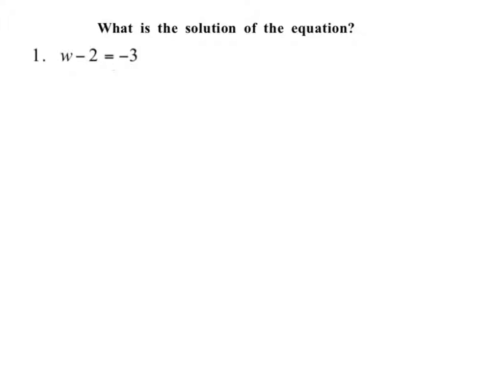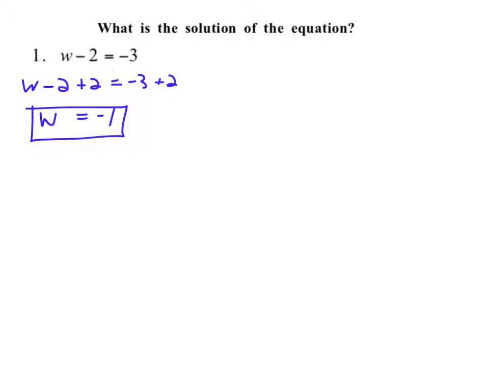Okay, hopefully by now these are pretty straightforward. What's the solution to the equation? We have the original equation at the start. We're going to then say we need to undo what's happening to w, which is -2, so we have to do a +2 to both sides. And we get w is equal to -1.